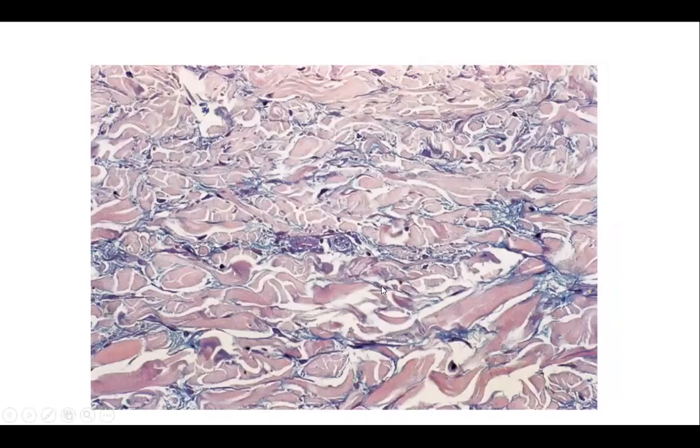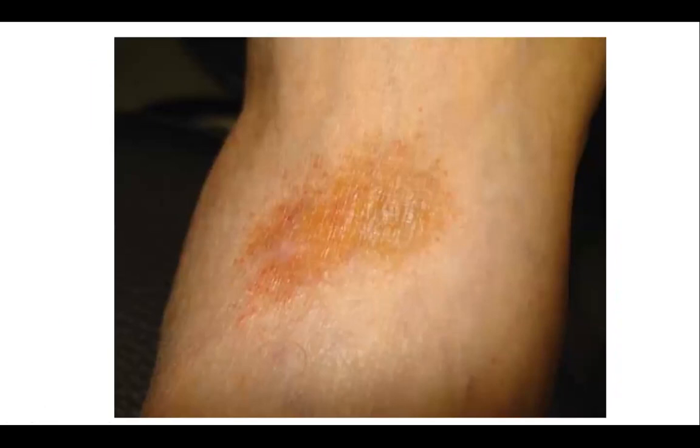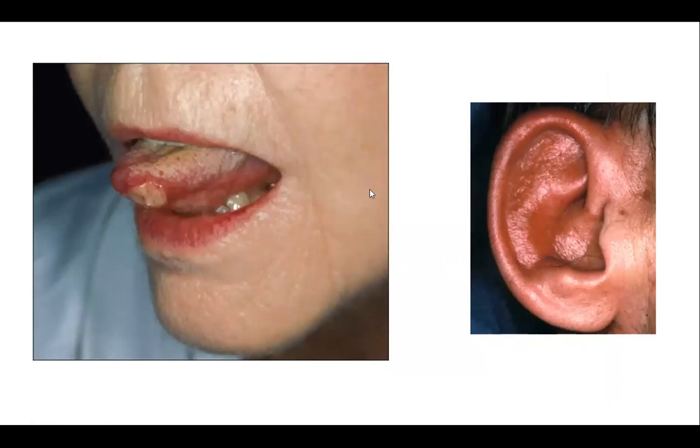Very good. Spot diagnosis, a couple of cases. We want to move through them very fast. What is this? With an extremity. Pyoderma, very good. And this? This is MAGIC syndrome, very good. Magic syndrome, and then that's short for what?